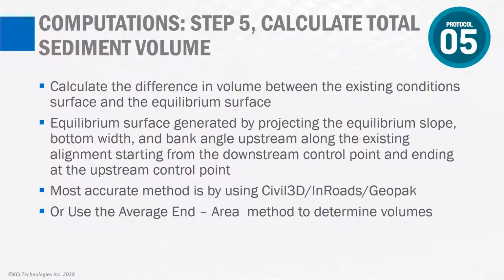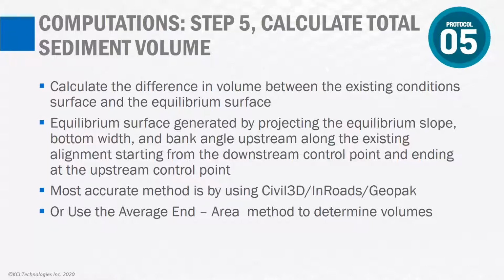After determining the control points, equilibrium slope, equilibrium bank angle, and bottom width, the next step is determining the volume of sediment that would be eroding in order to reach these conditions. You would have to calculate the difference in volume between existing condition surfaces and an equilibrium surface. Just to reiterate, the equilibrium condition represents what the channel would look like if the channel was left alone and continued to incise to the equilibrium slope, and the banks continued to erode to the stable angle of repose.